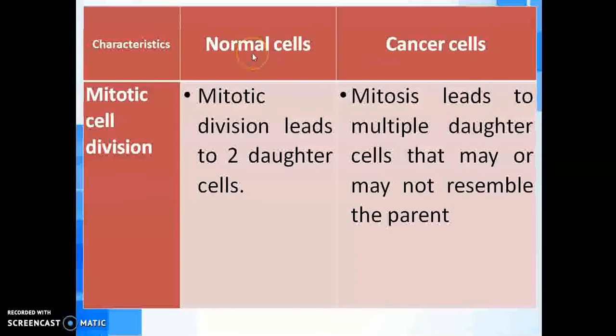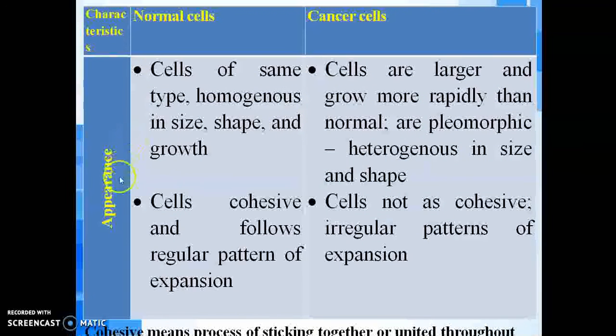In normal cells, the mitotic division will lead to two daughter cells, and the daughter cells will be exactly the same as the parent cell. But in cancer cell, the mitosis will lead to multiple daughter cells, and the cells will not have any resemblance to their parent cell. Next is about the appearance.